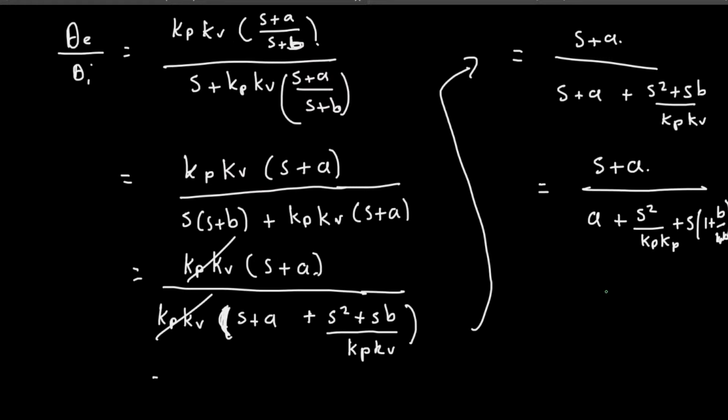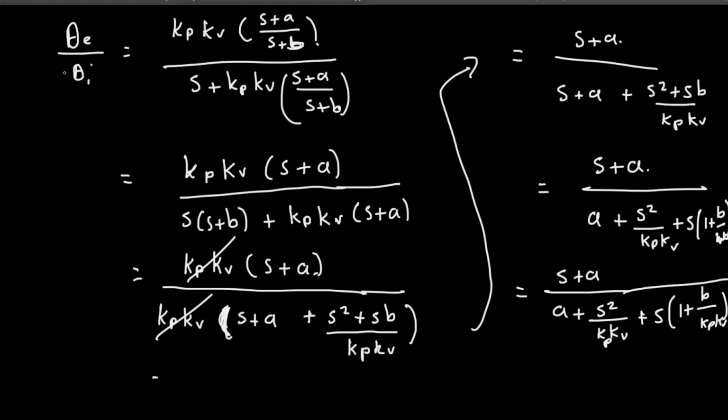I think it's better to write right here. I'm going to erase this because it's not very visible. S plus a over a plus s square over kpkv, this one is v, and then plus s. I'm just copying this, s times 1 plus v over kpkv. This one is derived by simplifying this. I want to get rid of this to avoid confusion, so just copy this one and put it here.